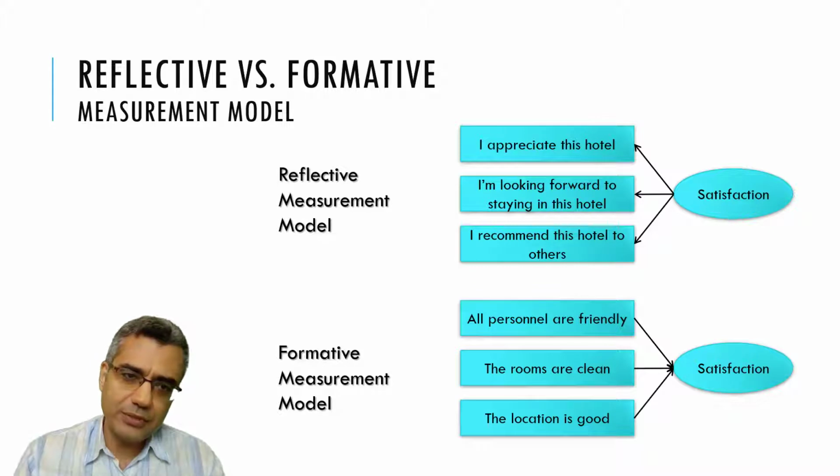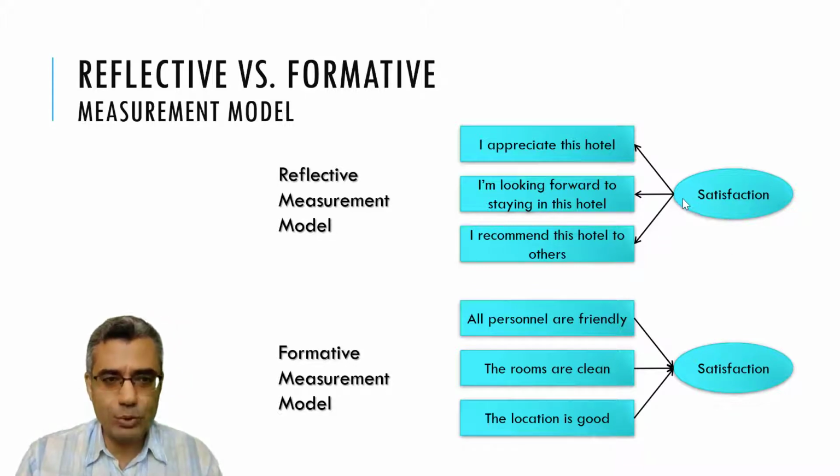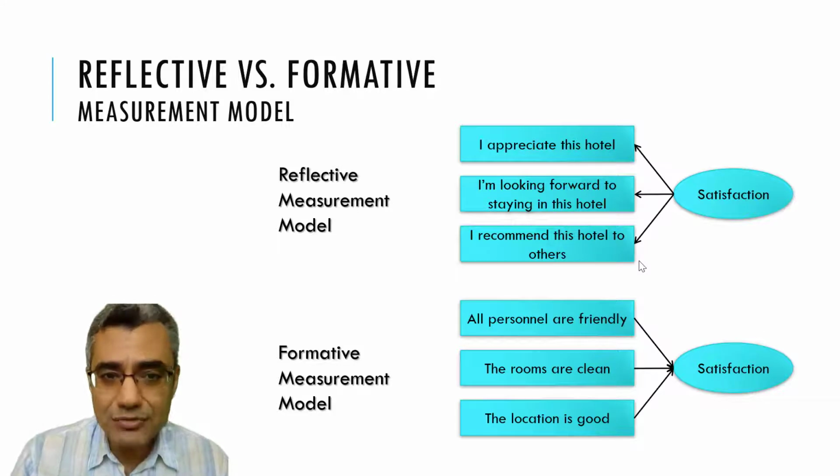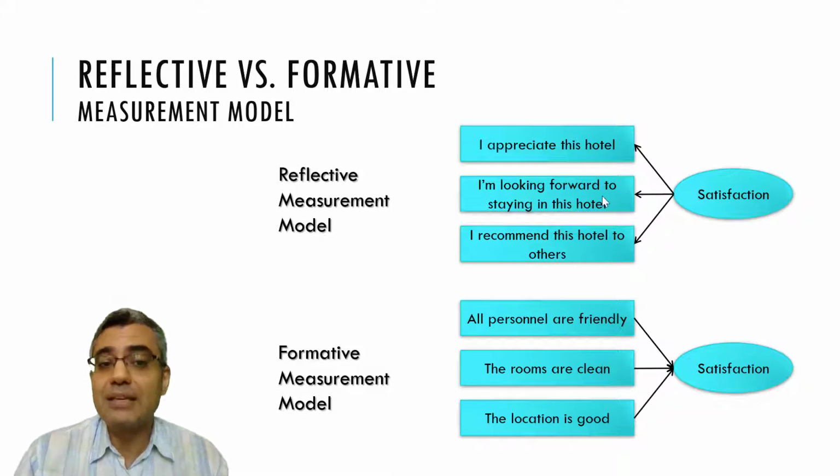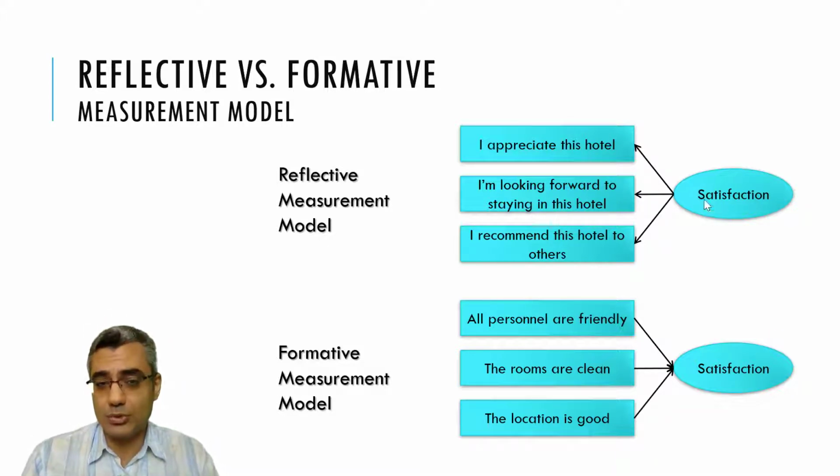So what is the difference between them? The first thing you may have noticed is the single-headed arrows. For a reflective measurement model, it goes from the construct to the items. It means the construct explains the items. It means if you are satisfied, then you will appreciate this hotel. If you are satisfied, you will look forward to staying in this hotel. If you are satisfied, you will recommend this hotel to others.